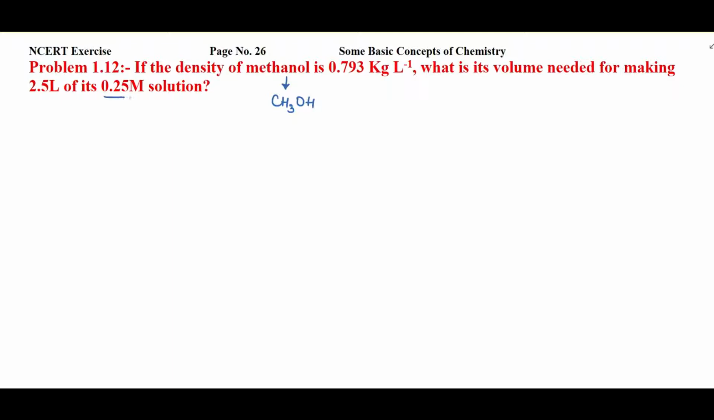So the molarity of the solution is 0.25 molar, and they are asking you to find the volume needed to make the total solution of 2.5 liter, right? So to find the volume, first of all we should know the actual mass of the methanol present in 0.25 molar. After that we'll find the mass of methanol which acquires the density 0.793 kg liter inverse. After that we'll apply the unitary method over here and find the actual volume, right? So we'll move step by step. First of all, we'll find the actual mass of methanol present in 0.25 molar solution, right?